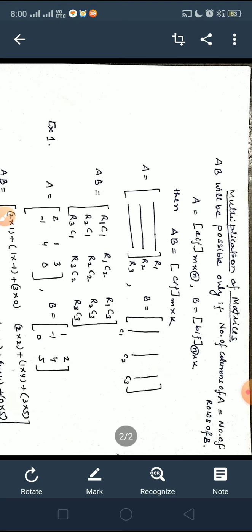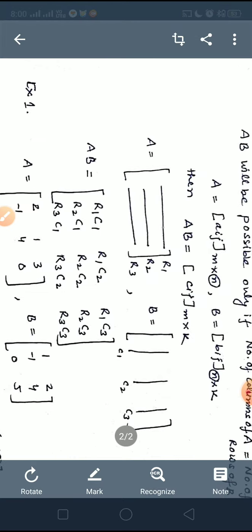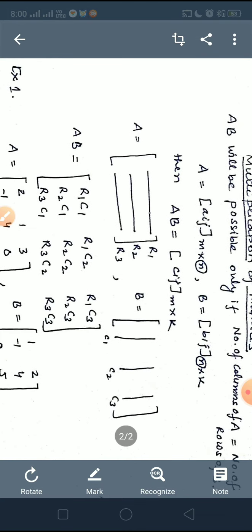AB will be possible only if the number of columns of A is equal to the number of rows of B. Means the number of columns of A must be equal to the number of rows of B. Means there is nothing to do with the number of rows of A and nothing to do with the number of columns of B. The only thing that matters is that the number of columns of A should be equal to the number of rows of B.